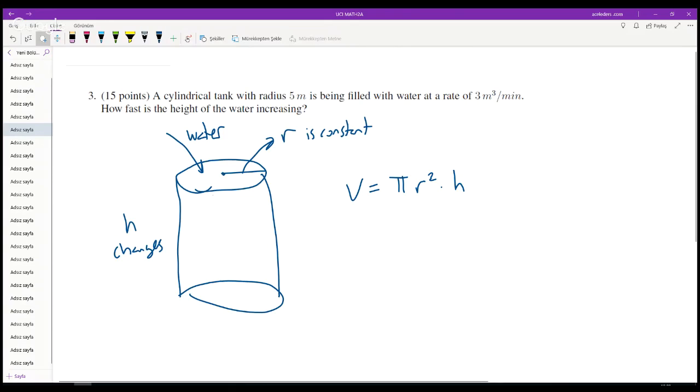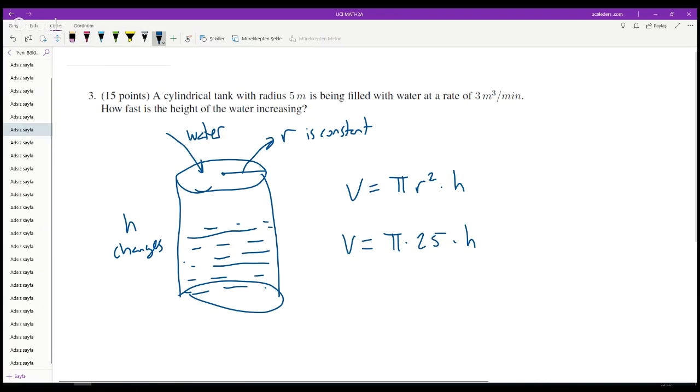Height changes, but r is constant because the water is being filled from the bottom to the top. So height changes, but r is constant. So I can treat r as a constant. So volume equals pi times 25 square root of 5 times h.